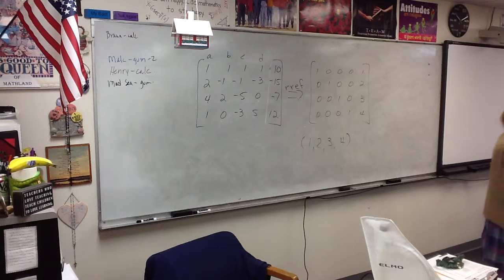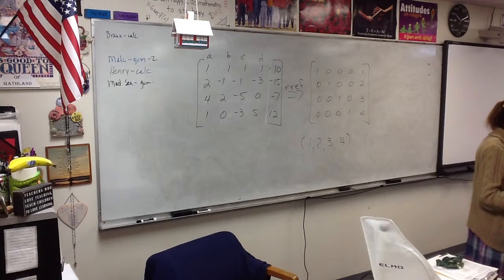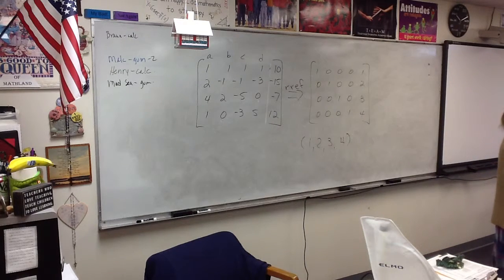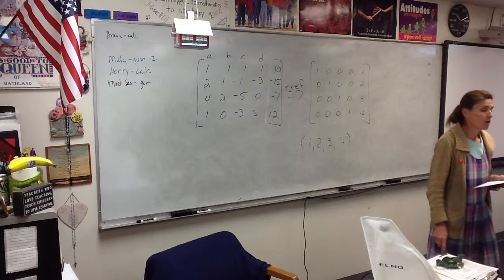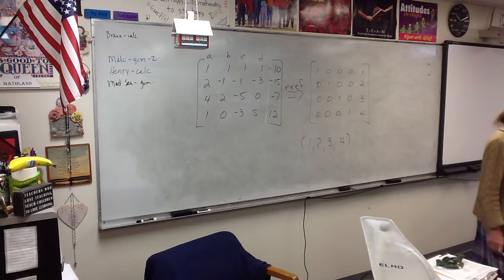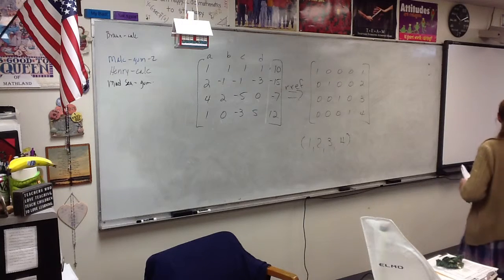Answer the following. Number A, what is A sub 1, 2? 4. That means first row, second column, what's the number in that spot? That would be 4. What are the dimensions of A? 4 by 2. There are 4 rows and 2 columns. Remember, your dimensions are always rows, columns.